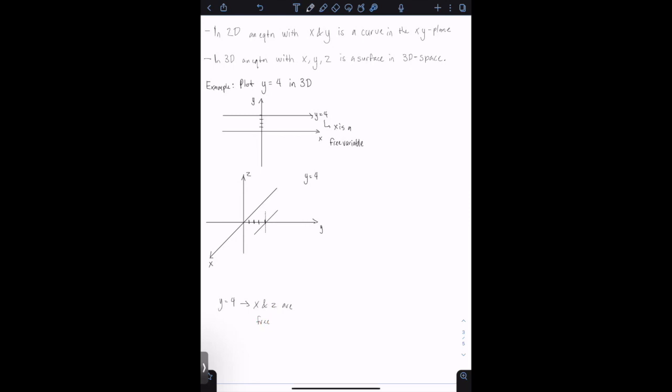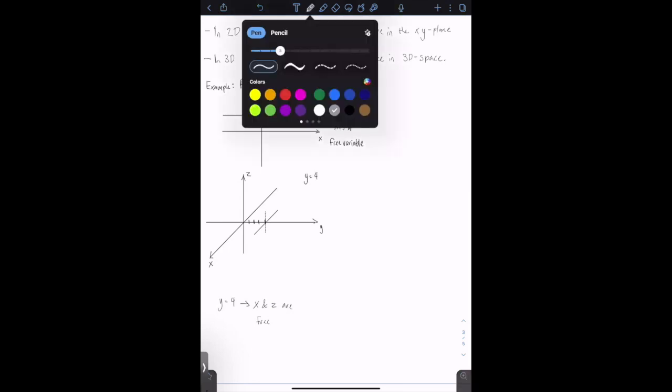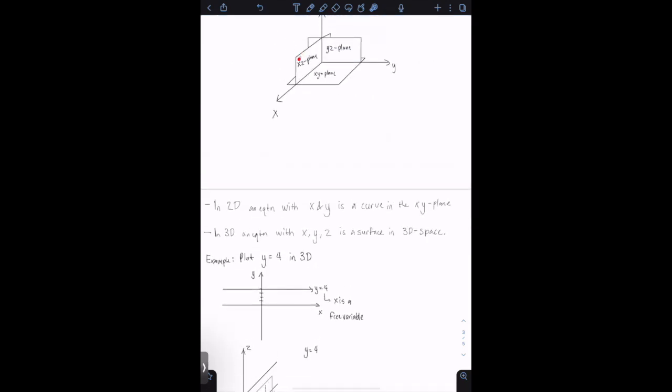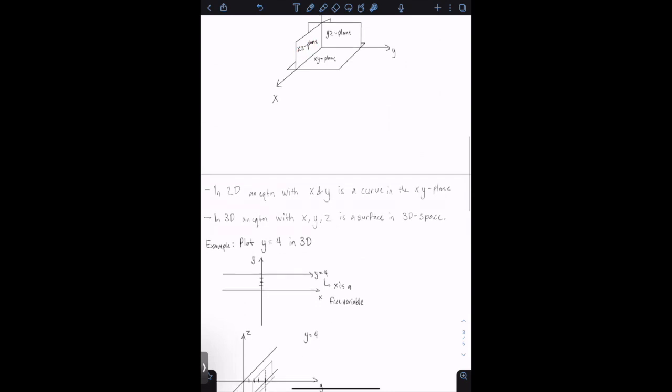So what does that look like? Well, in 3D, we have 2 degrees of freedom. So this is going to look like a plane in 3 dimensions, something like this. And that will extend for all x and z values where y is equal to 4. So it's like another plane. It's like the XZ plane, but shifted 4 units to the right in the y direction.